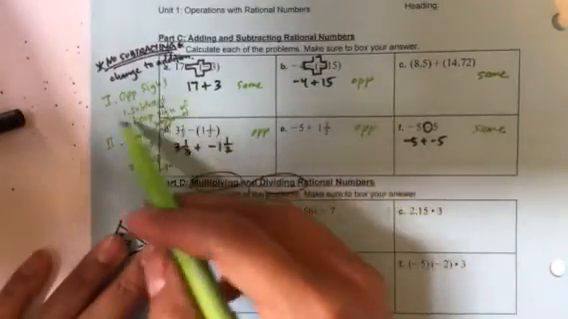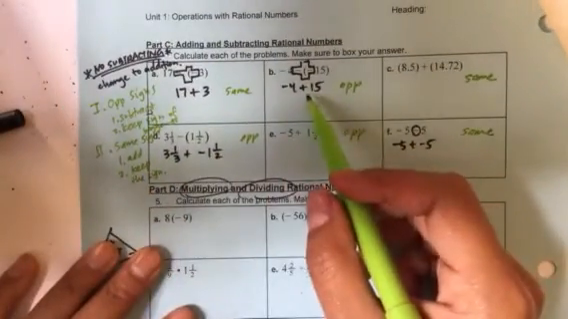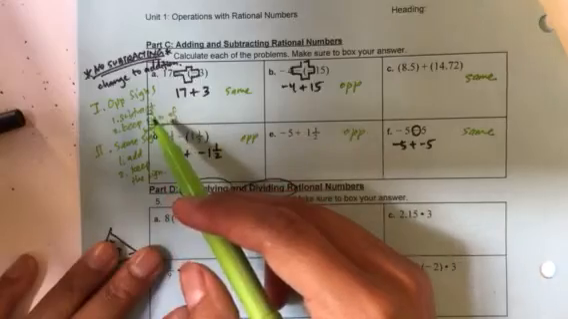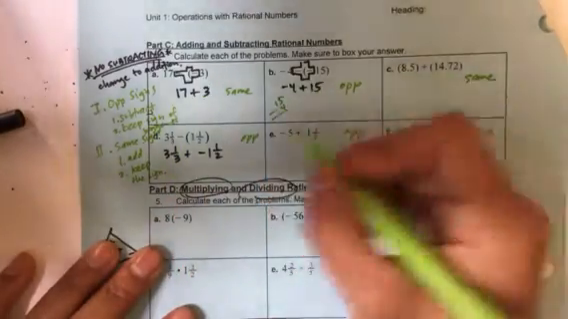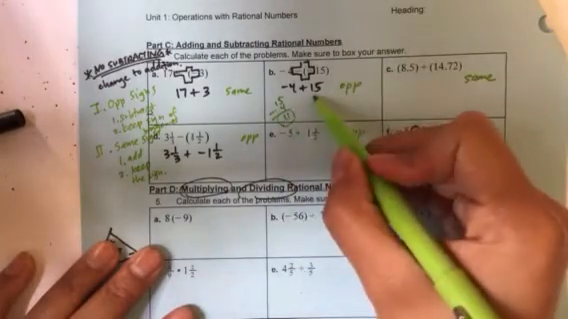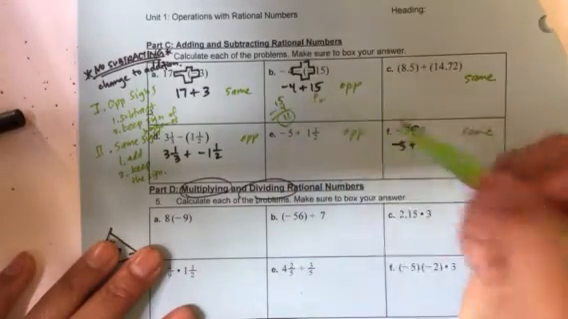So let's go through all the opposite ones first. So this is opposite, so we know that we have to subtract and keep the sign of the bigger number. So we subtract. What's 15 minus 4? 11. And there's more positives, so the answer is going to be positive.